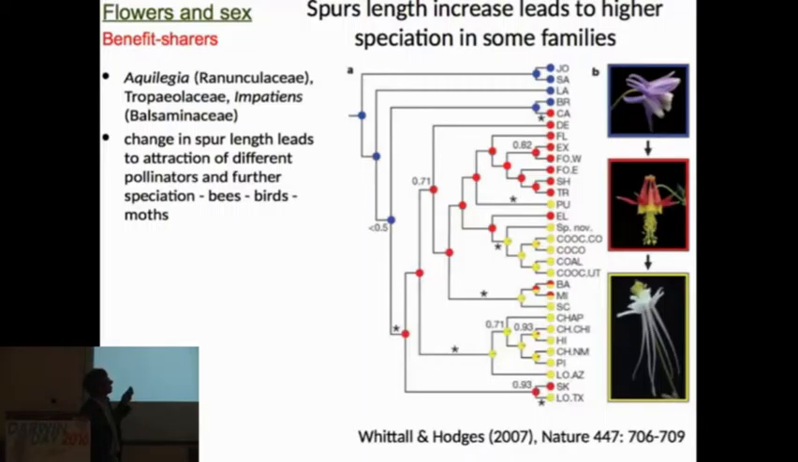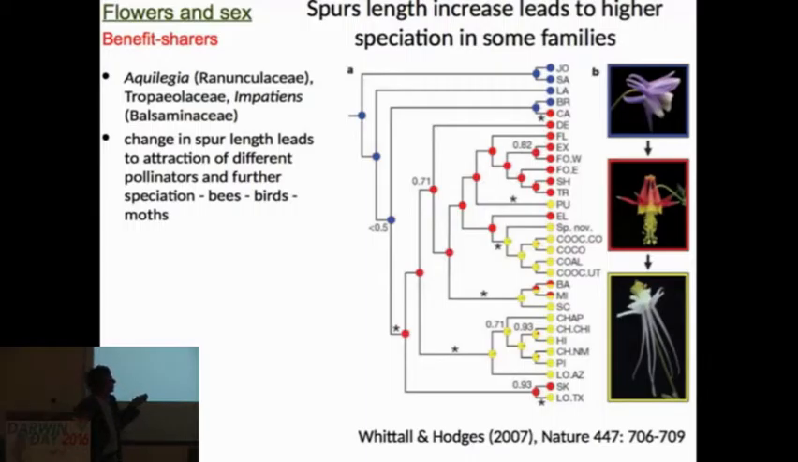There's an interesting study that shows a tree of the evolution of the genus between different species. It shows that the earlier groups are all bee-pollinated, in blue, and they have a relatively short spur length. Then there is a transition to bird-pollinated flowers, in red, shown here. And there is a further transition to the moth-pollinated flowers, and you can see the moth-pollinated flowers have much longer spurs.